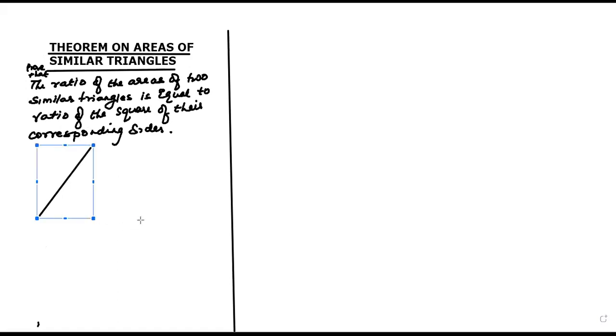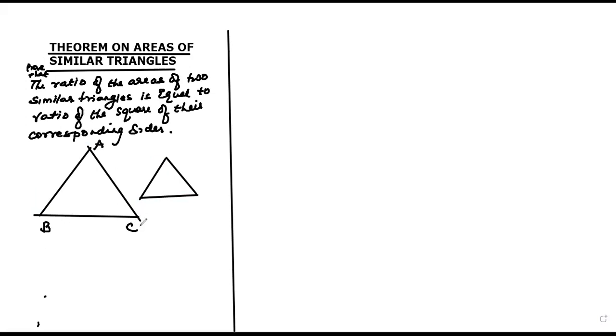So I will draw two similar triangles. See, I have drawn two similar triangles, one small and one big. Whenever you take similar triangles, take one small and one big. I'll name one as triangle ABC, and the other one as triangle PQR.